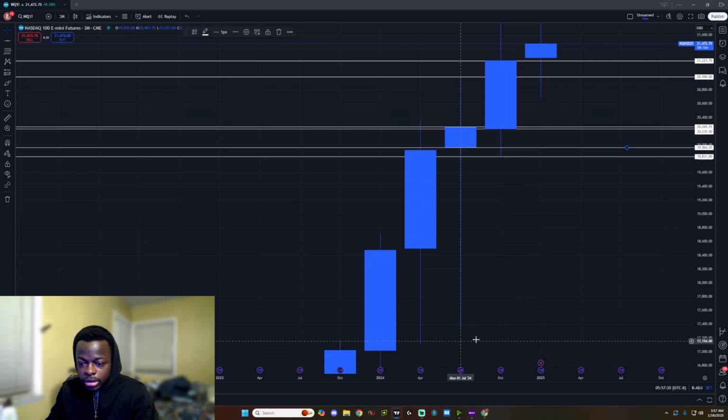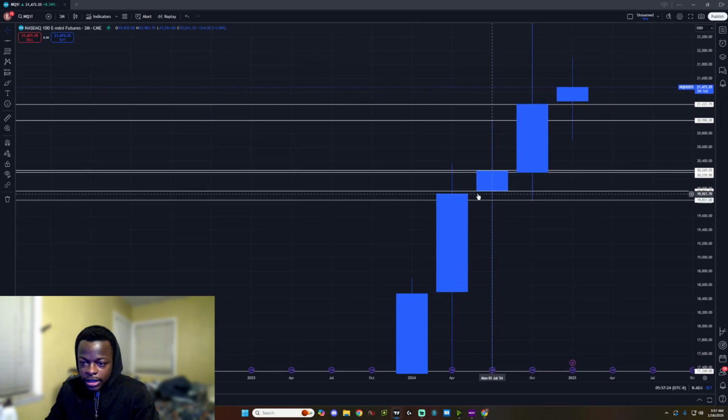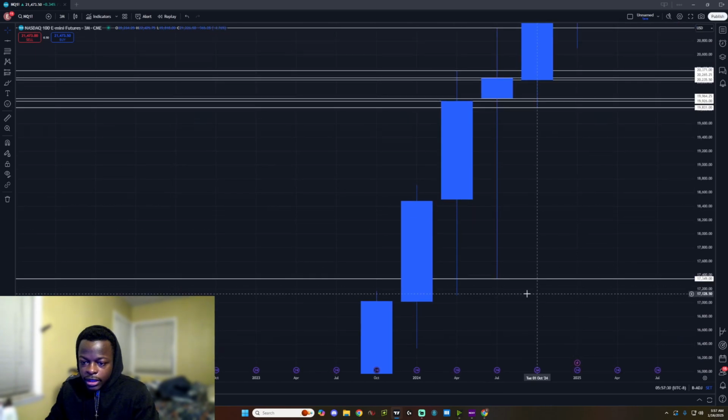Mark the open, mark the bottom of the wick, same thing right here. Mark the close, top of the wick, and bottom of the wick.